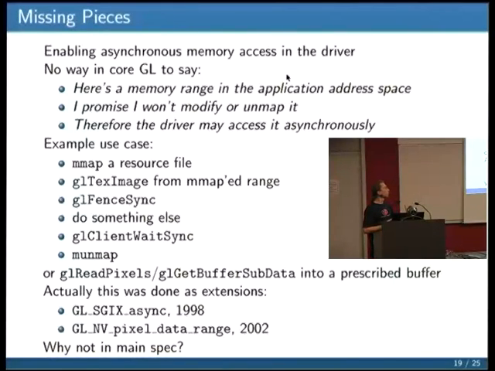NVIDIA has similar in-spirit functionality in CUDA, because for compute, asynchronous copies are essential. So why doesn't OpenGL have this?